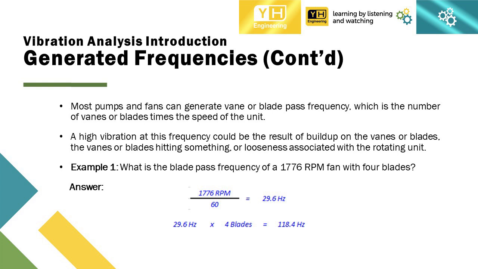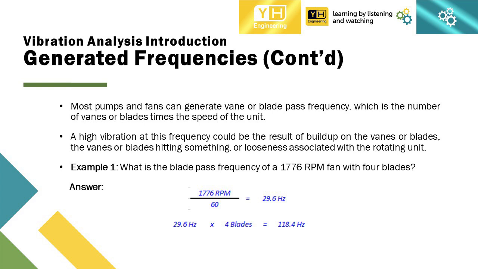Most pumps and fans can generate vane or blade pass frequency, which is the number of vanes or blades times the speed of the unit. A high vibration at this frequency could be the result of buildup on the vanes or blades, the vanes or blades hitting something, or looseness associated with the rotating unit.